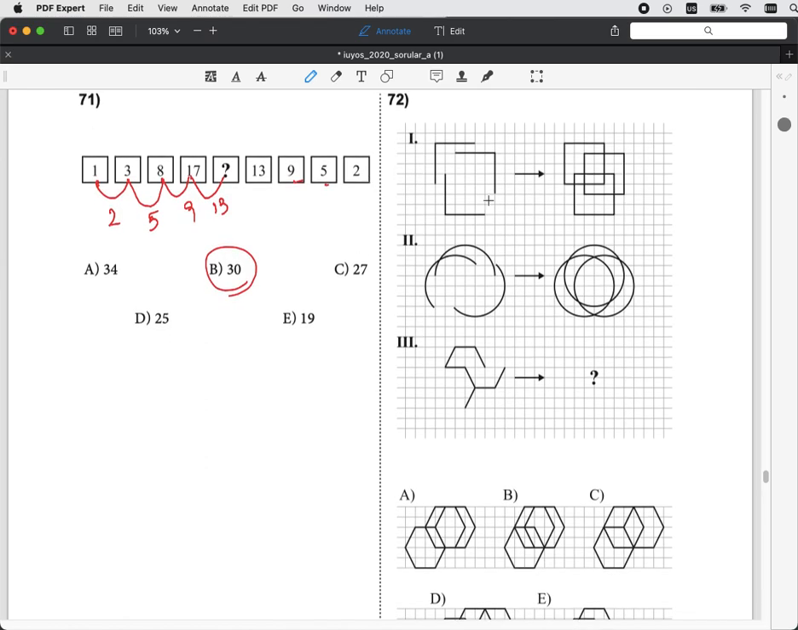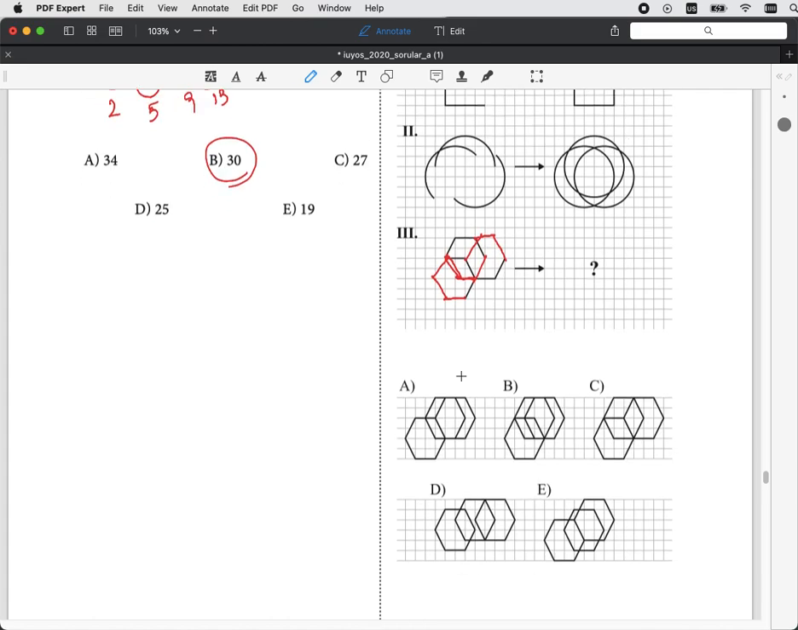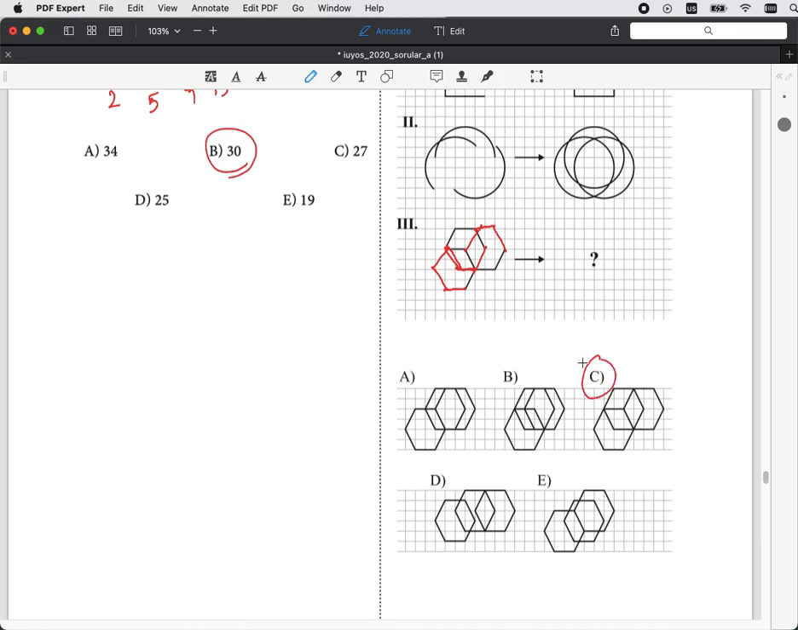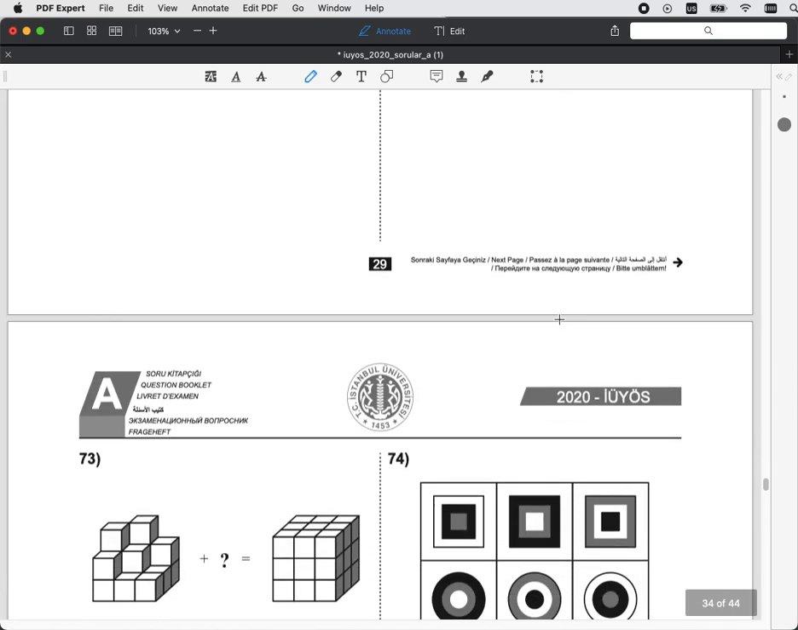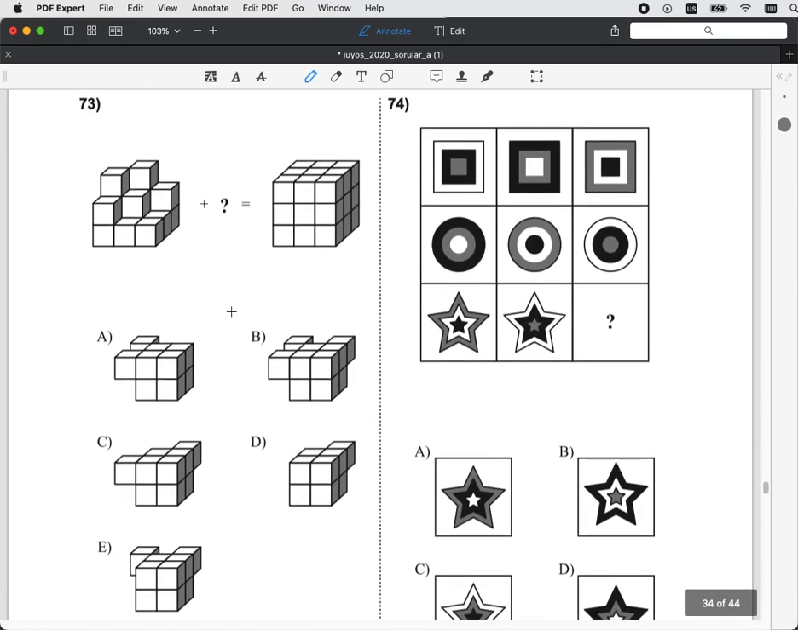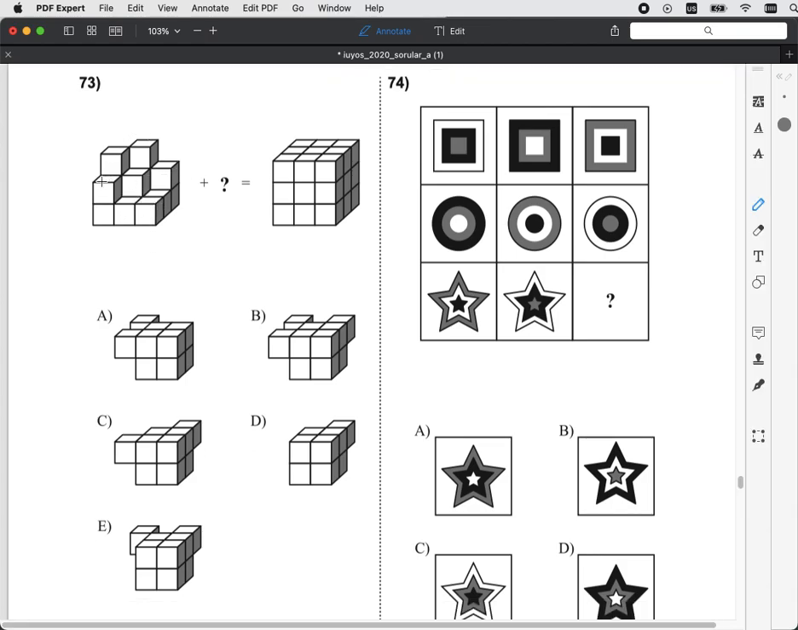Okay, 72. We have to complete the figure. That's the answer. Okay, then C. Okay, 73 has to complete the cube. Okay, we have to fill this one and this one. So this and this, okay, like this, but not like this. No, nope. And from here, we have to fill this one also, right? So the answer should be B.